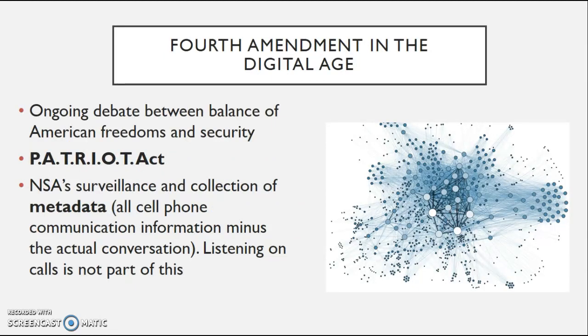Now, the Fourth Amendment is very much changing, especially in the digital age, and there's an ongoing debate between Americans' freedom as well as their security. One of the more controversial pieces of legislation that was also covered in Unit 1 was the Patriot Act. And of course, that allowed for the NSA to perform wireless wiretapping on people's phone calls. And that gets into a classic Fourth Amendment issue. Do we protect people's privacy, or are we going to be more interested in security?